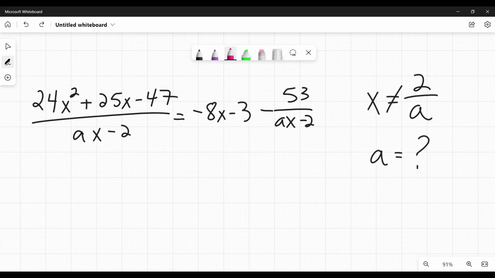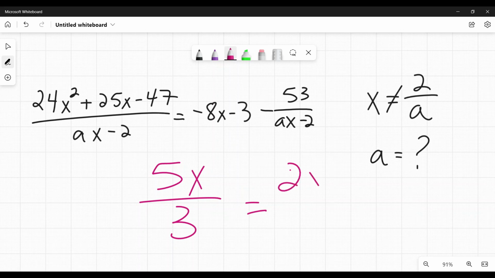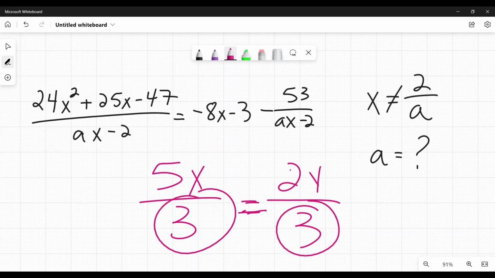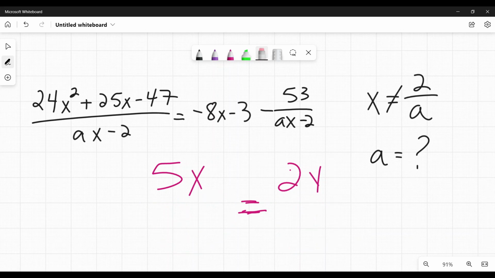First things first, I don't like fractions. I want to get rid of these fractions. How do I do that? I've got this ax minus 2 here, and this ax minus 2 here. Well, if you can't beat them, join them. We're going to turn this into a fraction too, and then we can get rid of all the fractions. If you have fractions on opposite sides of the equal sign and they have the same denominator, you can eliminate that denominator. What I'm saying is if I have 5x over 3 equals 2y over 3, because they are two fractions, there's an equal sign between them and they have the same denominator, you can just get rid of those denominators and it's still true. 5x equals 2y. So that's what we're going for.